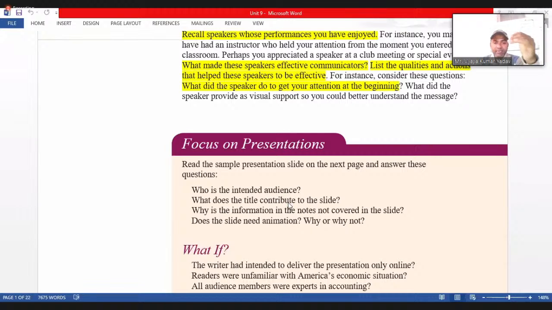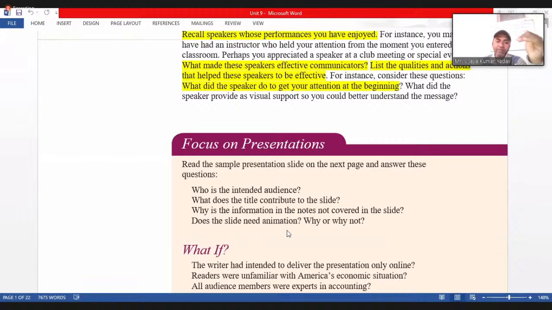What does the title contribute to the slide? Whatever title you are going to have the presentation on, and you have made different slides, are those slides related to the title? What does the title contribute to the slides? Why is the information in the notes not covered in the slide? You might have made some important notes, but those notes are not covered in the slide, because those notes are extra information that you are going to give while presenting that particular slide.